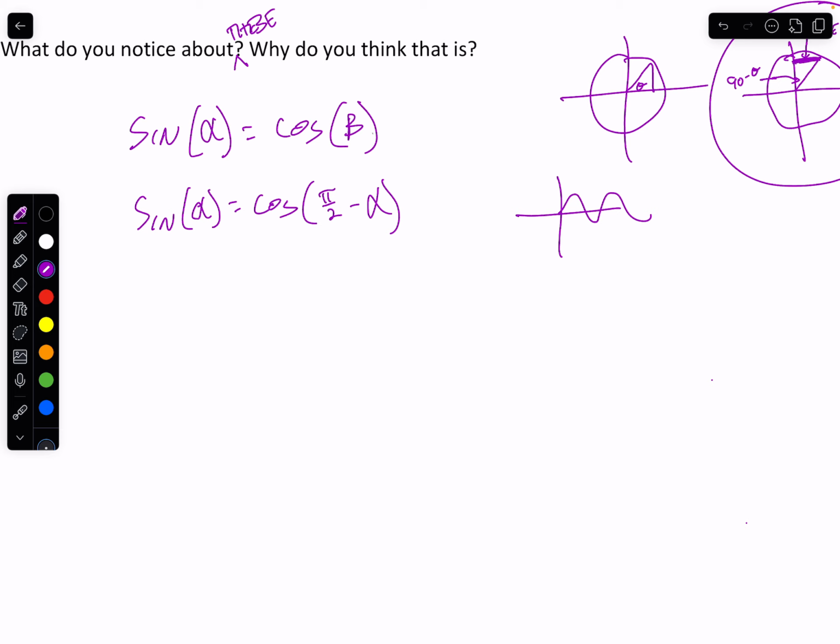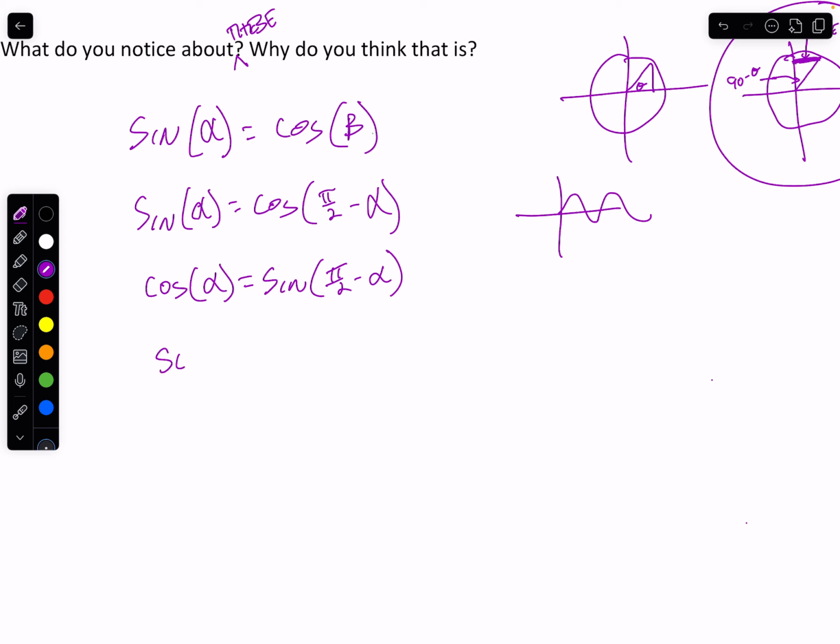Let's just know that sine of alpha is equal to cosine of pi over 2 minus alpha. And then that works the other way around, too. I can say cosine of alpha is equal to sine of its complement. All right, so it works either way with sine and cosine.